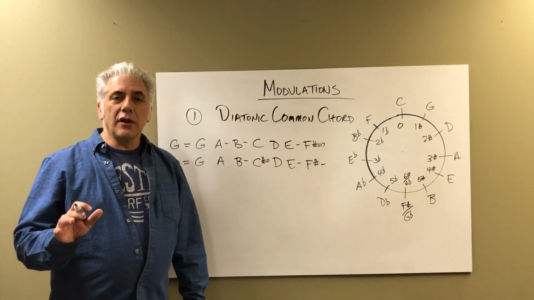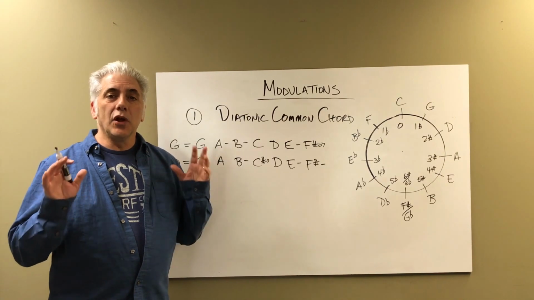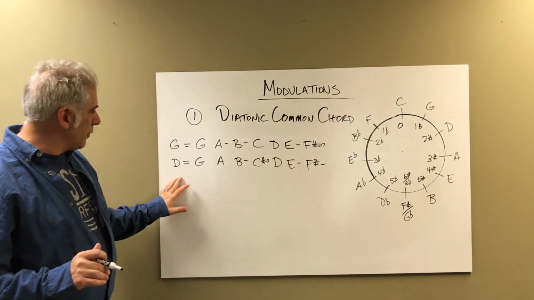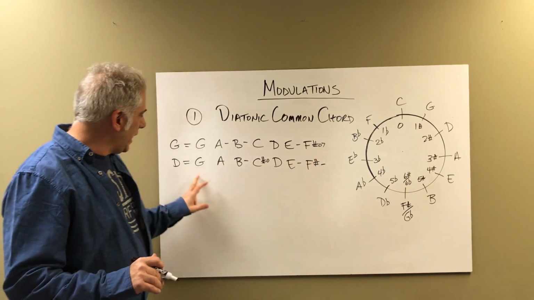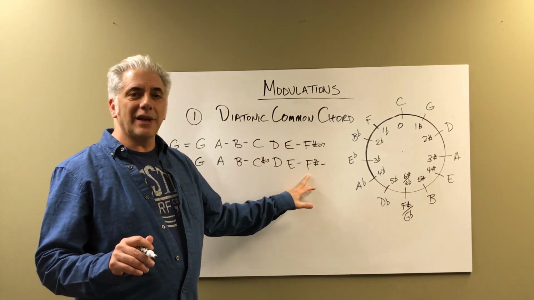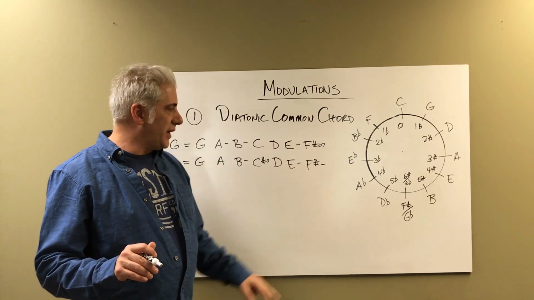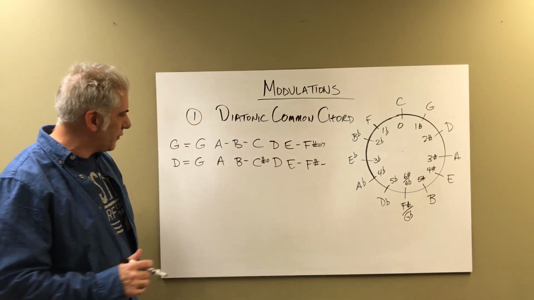One of the things is they are the keys that share the most common chords. Okay, now I wrote out all the chords in G major here. And then I wrote all the chords in D major, but I started it on G, just so you can visually see how they line up. I thought it'd be easier this way.